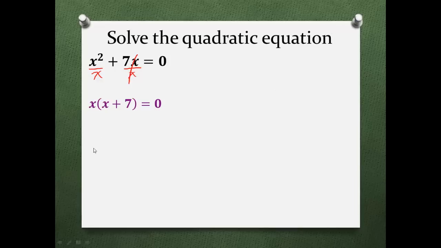Okay, this first x could be 0, and that'd give us 0 regardless, because 0 times 0 plus 7 is 7, but 0 times 7 equals 0. So you can just say that, or we've got x plus 7. Let's set that equal to 0.